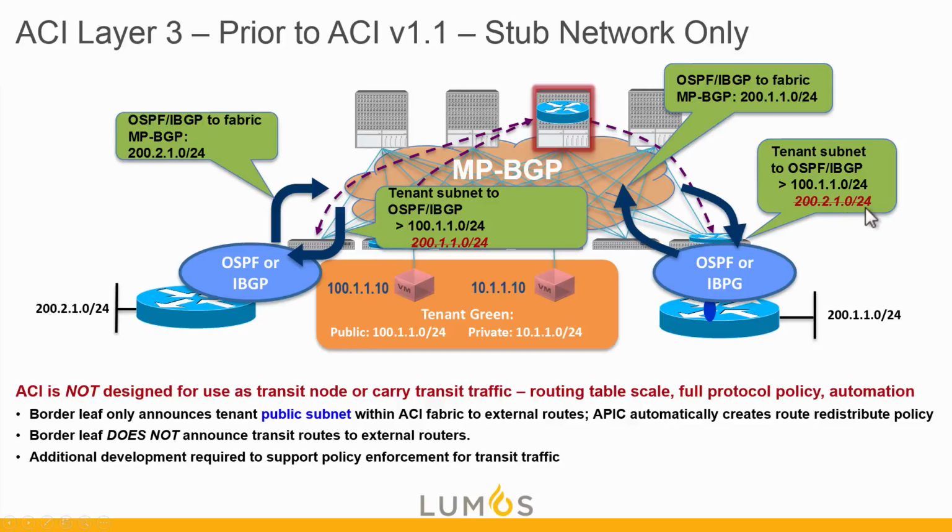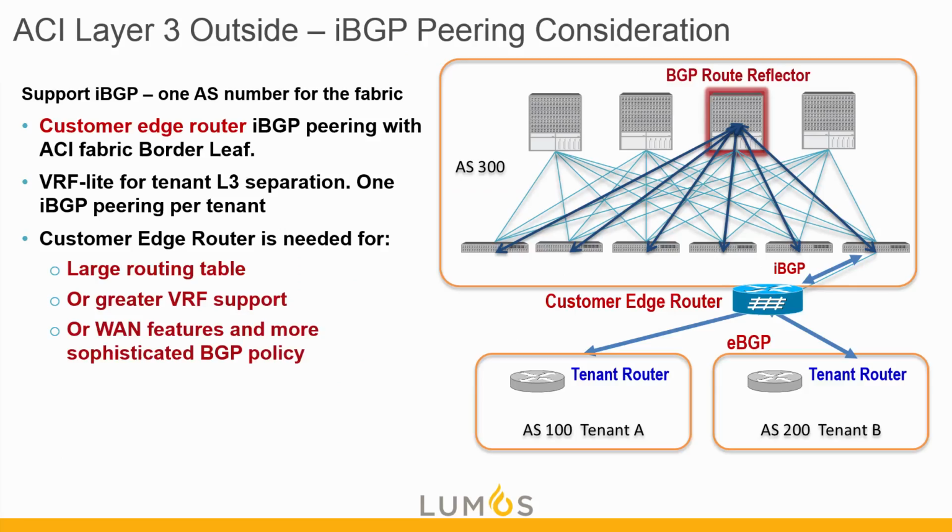Now, of course, that was all prior to ACI 1.1. So now all of that is supported, and of course, we'll go over that configuration. So one of the things to consider when we're doing IBGP peering, as opposed to OSPF, is that essentially there's one AS number for the entire fabric, and so inside the fabric it's all IBGP, and then the customer edge router would have to have that same ASN for BGP in order to do IBGP peering. So we would have VRF Lite for tenant L3 separation and one IBGP peering per tenant. Again, this is all ACI 1.0.